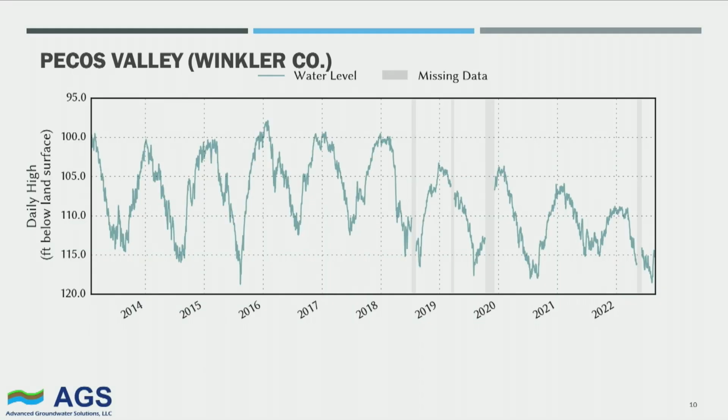So, Pecos County. This is an actual municipal water well, I think for the town of Wink. And I just pulled these off the Water Development Board website again, and obviously you can see that there's a seasonal impact from pumping in this well.